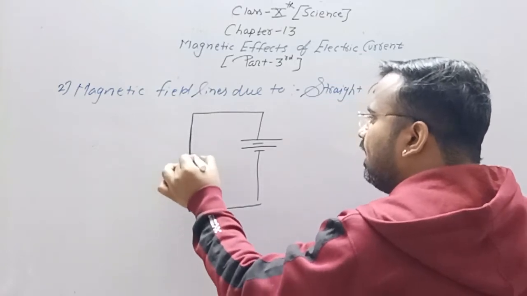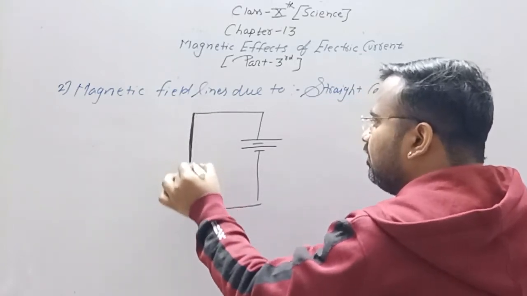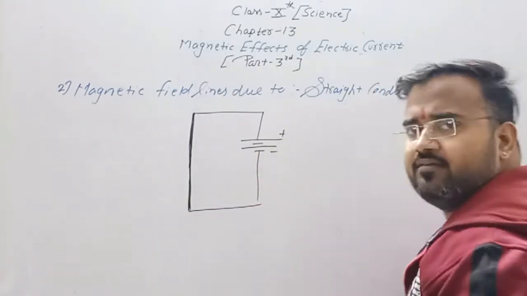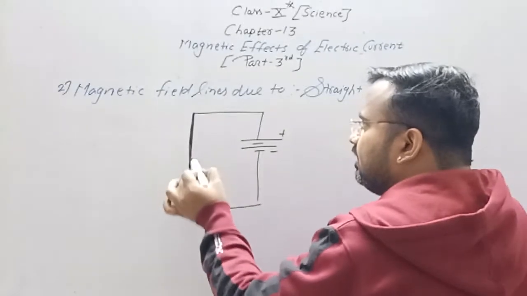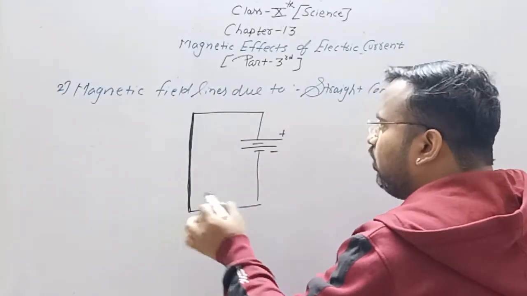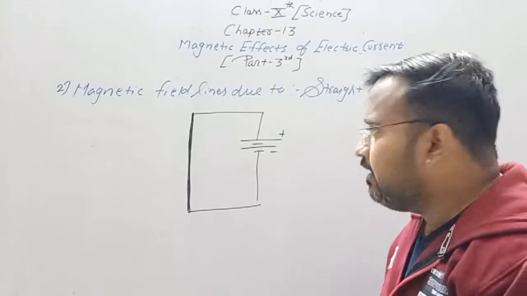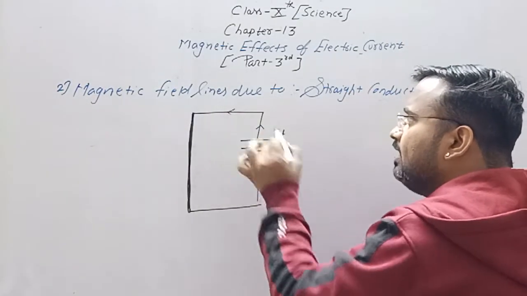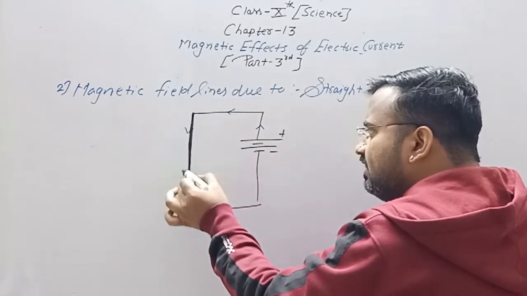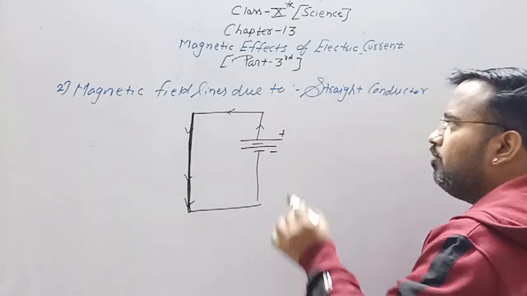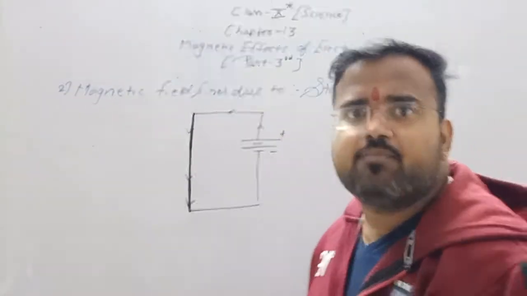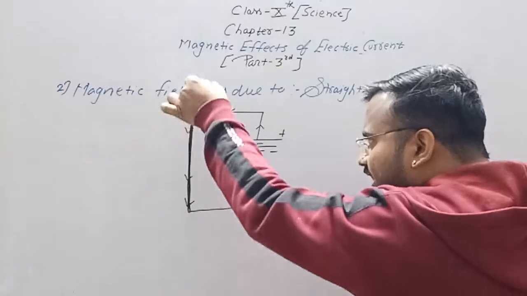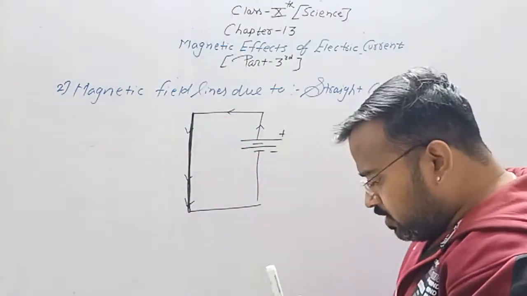Suppose the conductor is connected in a circuit having a battery with positive and negative terminals. Now when we switch on the current, the current will flow in this direction. You can see, because as we know, in a circuit diagram, current flows from the positive terminal to the negative terminal. So if the current flows in this direction, that means what?